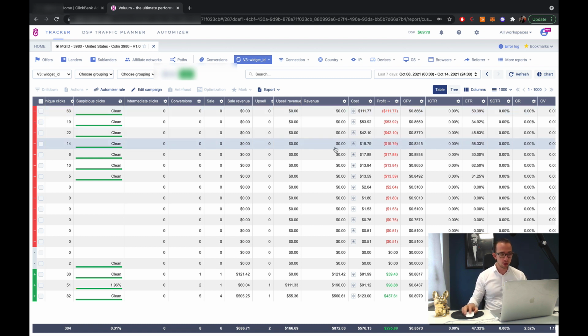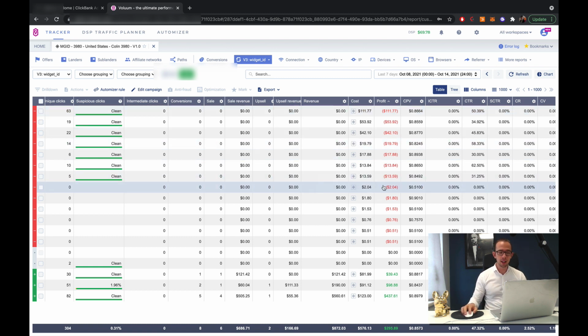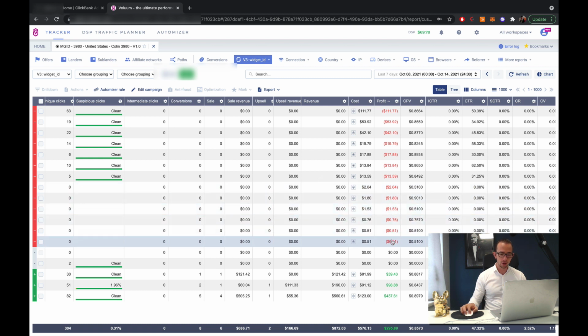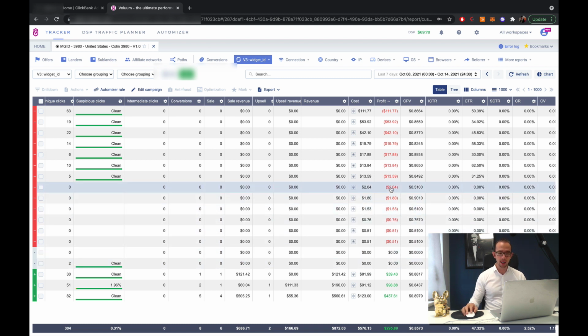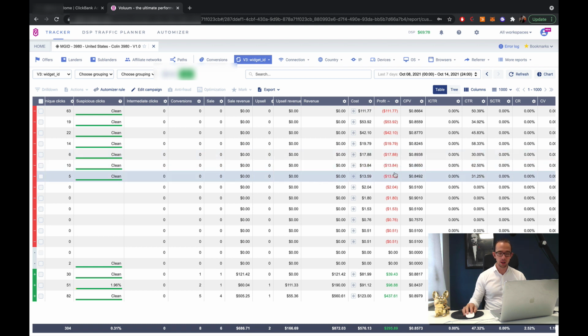In this case, what you'll notice is that my bid is not high enough for 1, 2, 3, 4, 5, 6, 7, 8 widgets. So these 8 widgets have not spent anything, barely anything. These ones also very little. The bid is basically not high enough. I need to bid more.